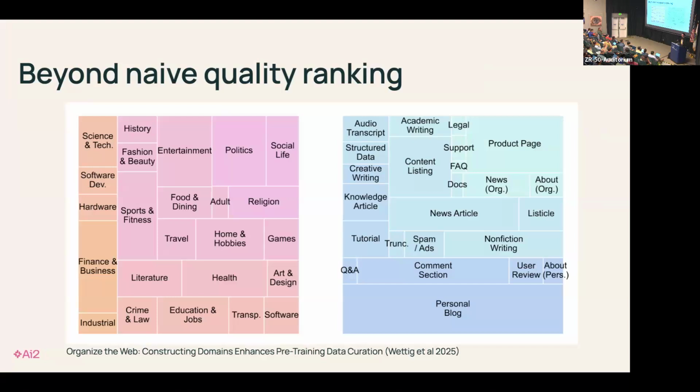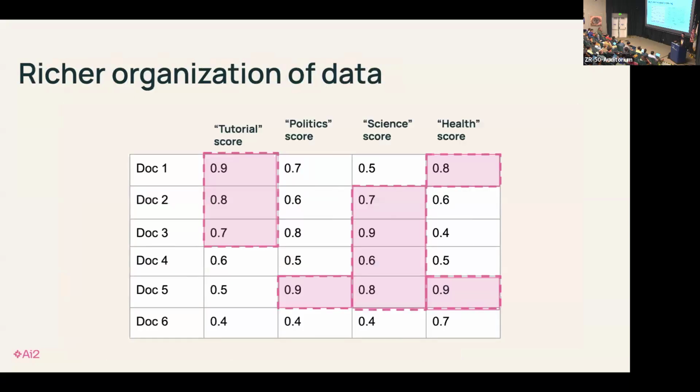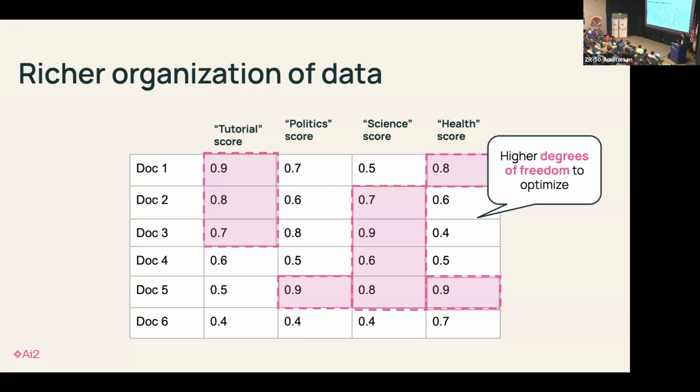Now, let's think about beyond quality filtering. Well, the only issue here is I just had one axis. What if you decompose the data into a whole bunch of different pockets and just label things based on what they might be? An example of this is, I'm going to taxonomize documents into how tutorial are they, or how political are they, or how sciencey are they, or how health-related are they. This suddenly gives you a lot of flexibility, or what I consider to be high degrees of freedom to optimize for how you select your data.